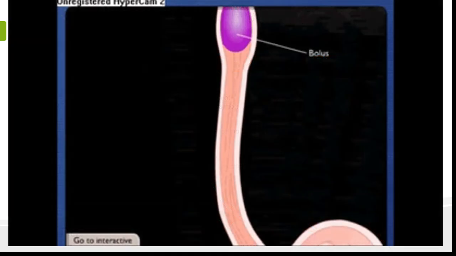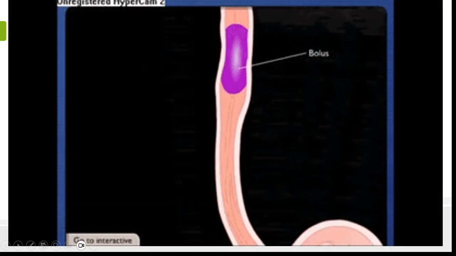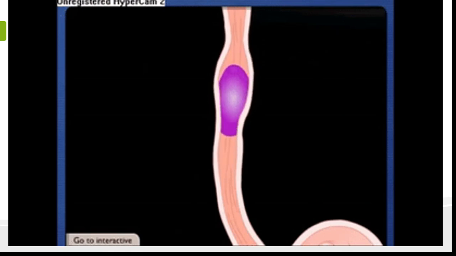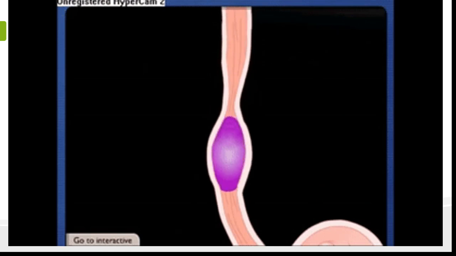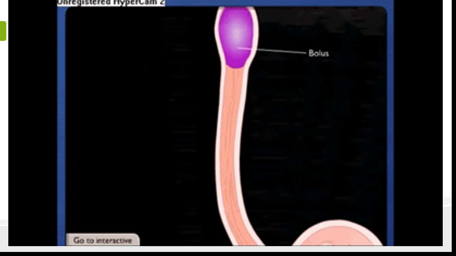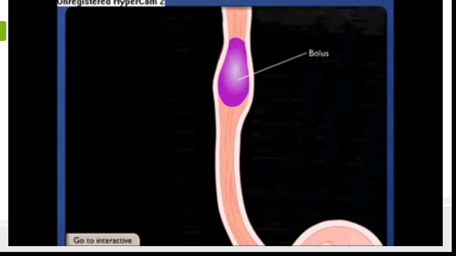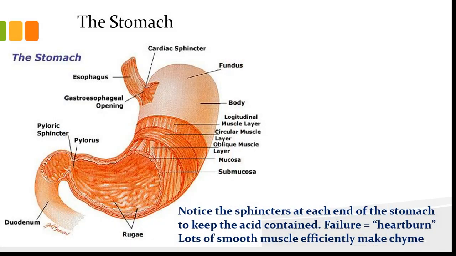Pretty cool. All right, here you can see it. It's going to contract above it, squeeze it down, squeeze it down. Remember, even if you're standing on your head, it'll squeeze that bolus down. Okay, remember what it's called? Peristalsis. All right, then when we get our food through the esophagus, here's the cardiac sphincter right here.